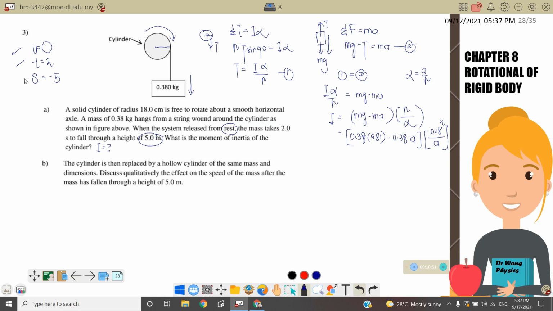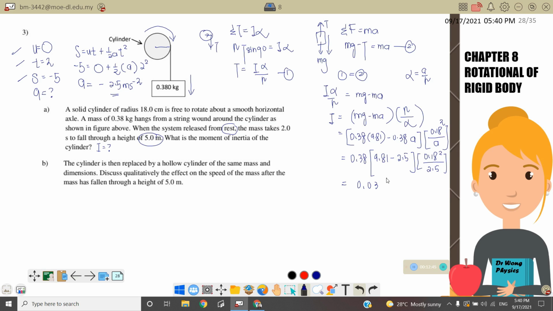So here we have u, t and s. We want to find a, meaning that we can use the linear motion equation s equals ut plus half at squared, where s is equal to -5, u is equal to 0, plus half, a is the value that we want to find, and t squared, so it's 2 squared. The acceleration is equal to -2.5 meter per second squared. If we substitute into the equation, 0.38 and then we factorize 9.81 minus, we only take the magnitude, 2.5 times 0.18 squared over 2.5, we get 0.036 kilogram meter square.